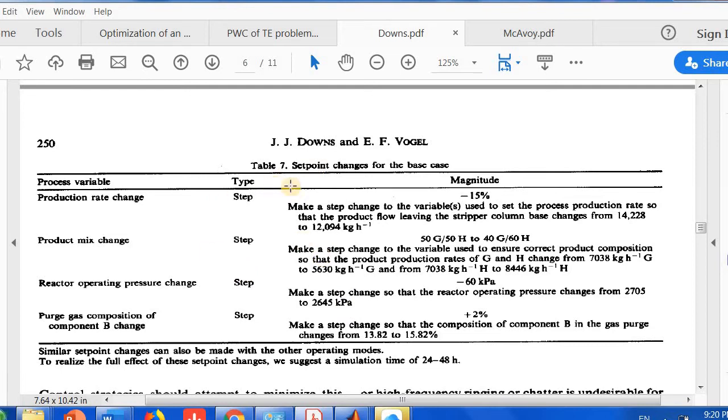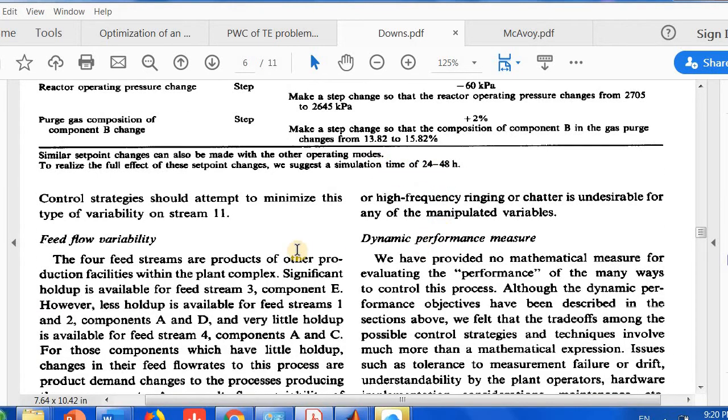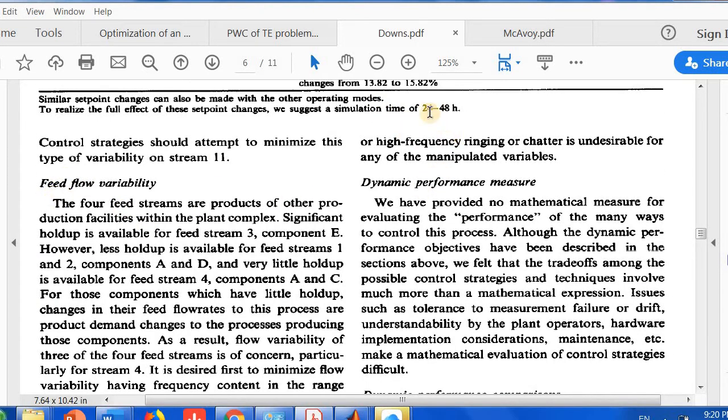If you make these step changes, these new set point changes, will your control system be able to handle them or not? Please consider that similar set point changes can be made with other operating modes. To realize the full effect of these set point changes, and see if you are successful or not, we suggest a simulation time of 24 to 48 hours. Please go to 48 hours. Sometimes 24 hours is enough and you can get everything ready in front of you. If 24 hours is good enough, it's good enough.